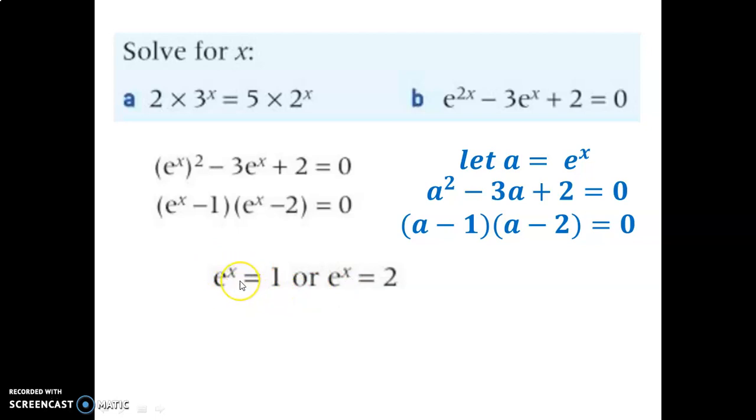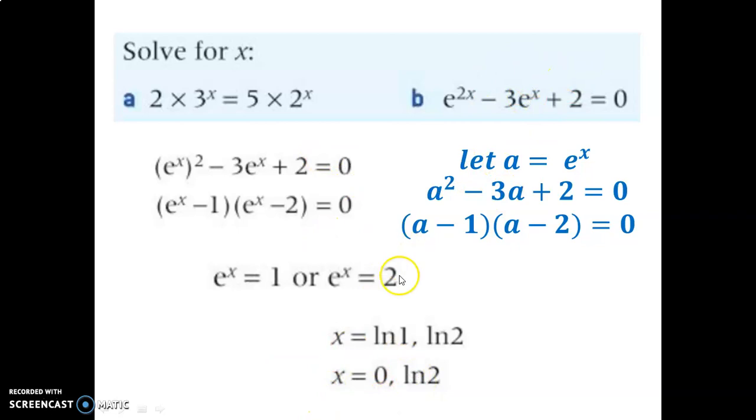So this one you can change to log form, and it's log base e, which is natural log of 1 equals x. And this one, if you change it to log form, it's log base e, which is natural log of 2 equals x. So here's our 2 answers, ln1 and ln2. And ln1 is just 0, and ln2 can remain like that. So those are our answers for that one there.